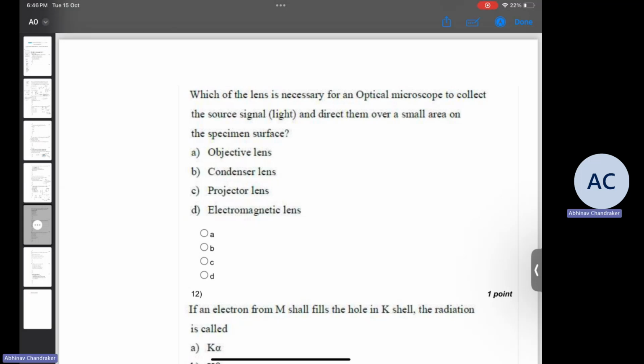So let's look at the options. It can't be D, because an optical microscope only has optical lenses. It does not have electromagnetic lenses, because in an optical microscope we are not dealing with charged particles, we are dealing with light. Projector lenses are only in TEM, we don't have them in an optical microscope.